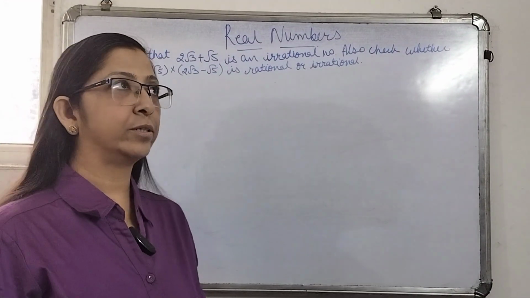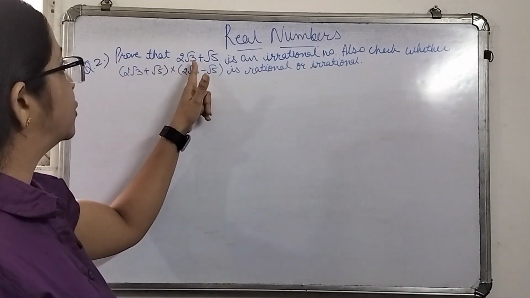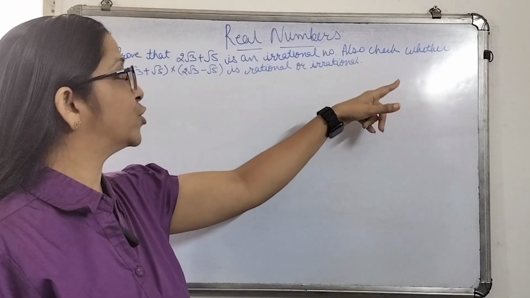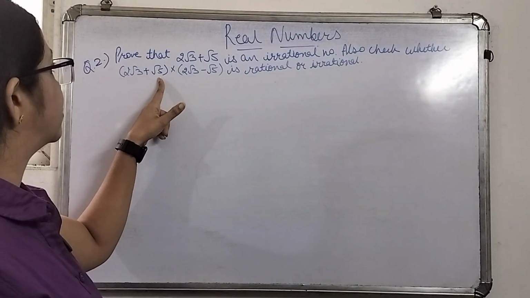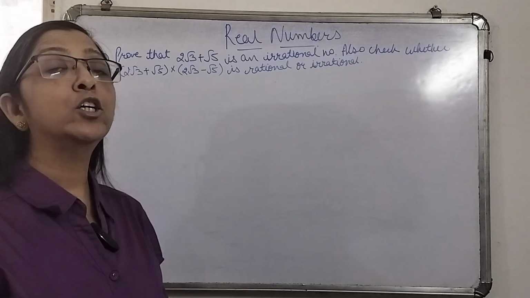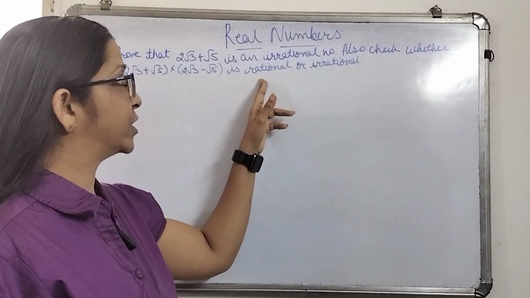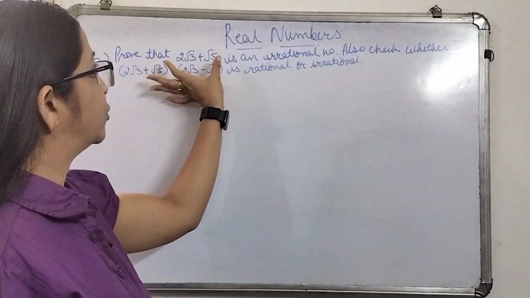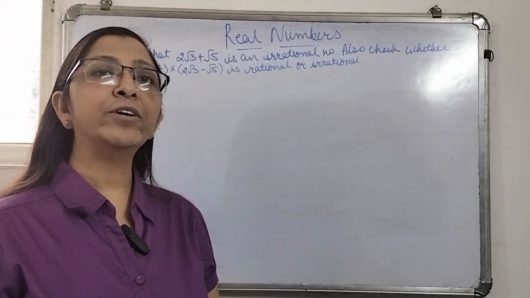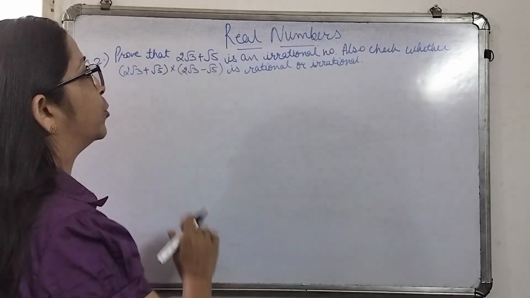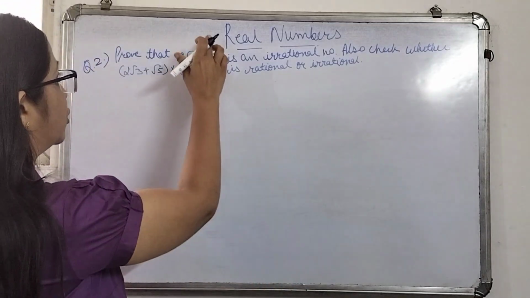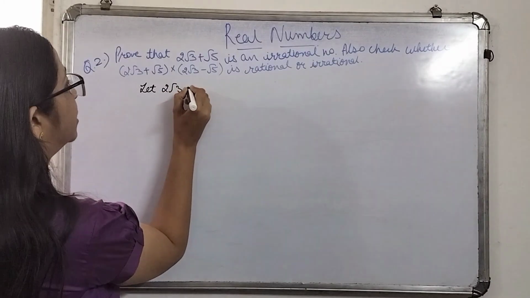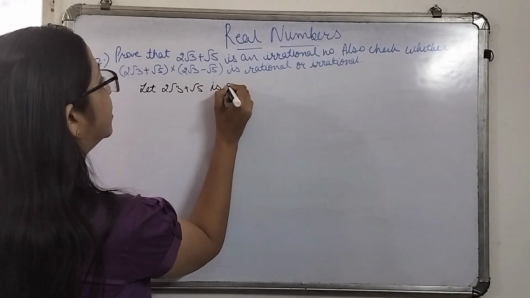Here is another question. Prove that 2 root 3 plus root 5 is an irrational number. Also check whether (2 root 3 plus root 5) multiplied by (2 root 3 minus root 5) is rational or irrational. Whenever this type of question comes where we need to prove a number is irrational, what we do is assume it to be rational. Let us assume that 2 root 3 plus root 5 is a rational number.